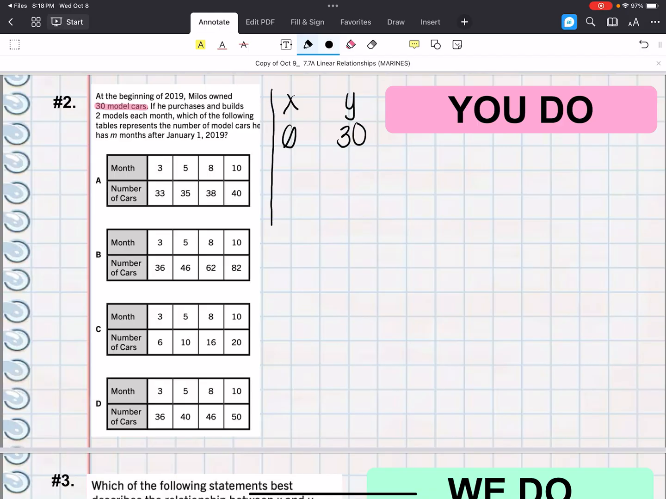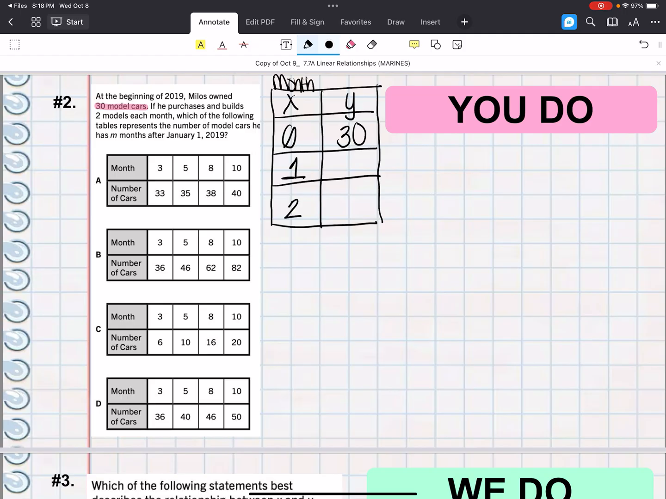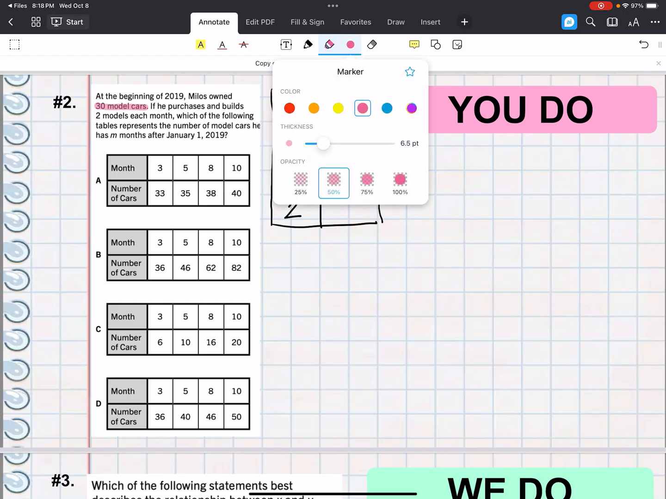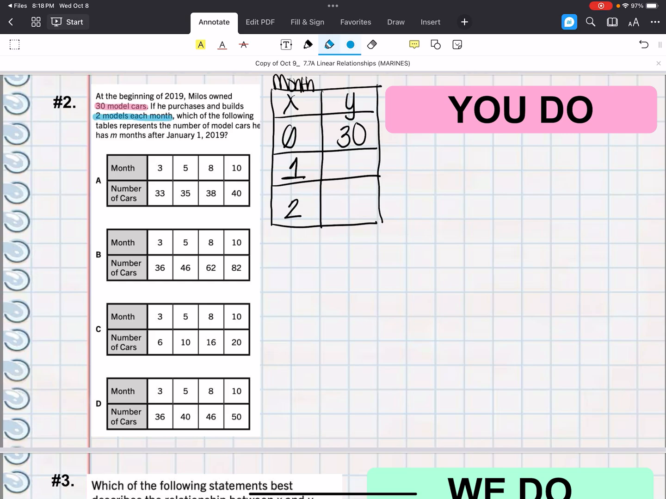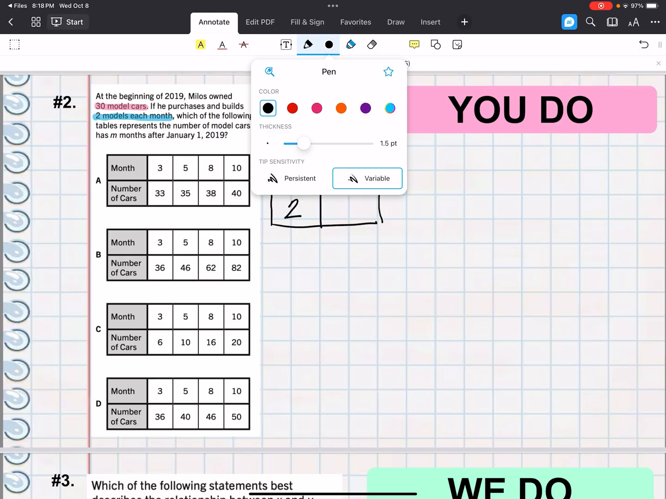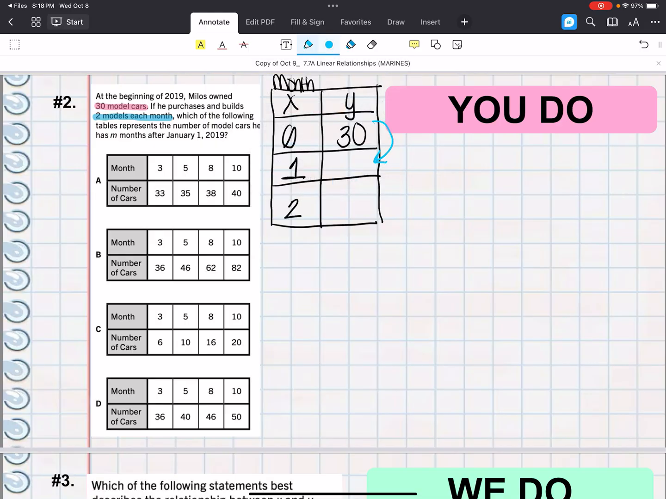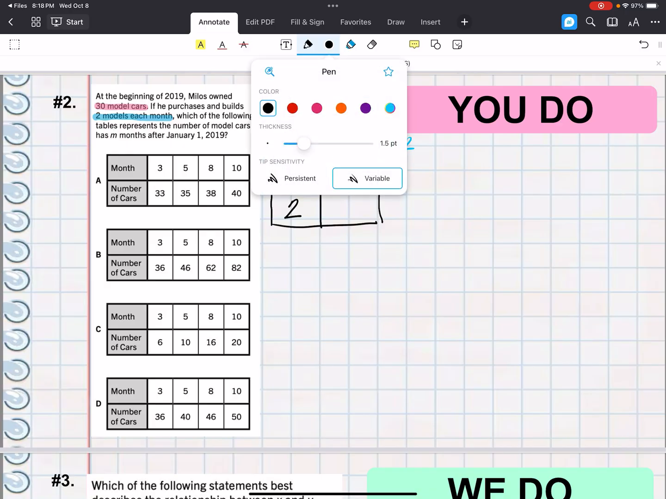From here, it tells you each month, he's going to purchase and build 2 more. So after 1 month, he's adding 2 more. So now he has 32 cars. Another month passes.